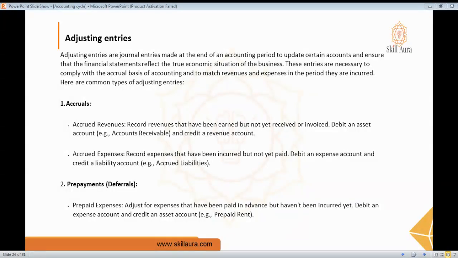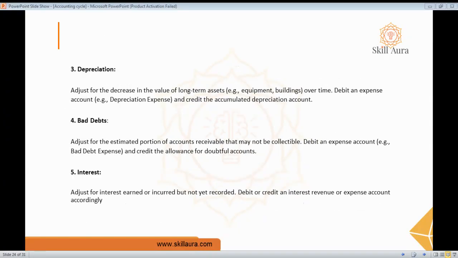And when it is accrual expenses, you record expenses that have been incurred but not yet paid, and at that time the expenses account will be debited and the liability account will be credited. The second type of adjusting entry is prepayments, also called deferrals. When it comes to prepaid expenses, these are expenses that have been paid in advance but have not been incurred yet. For that, the expenses account will be debited and the asset account will be credited. For example, prepaid rent.